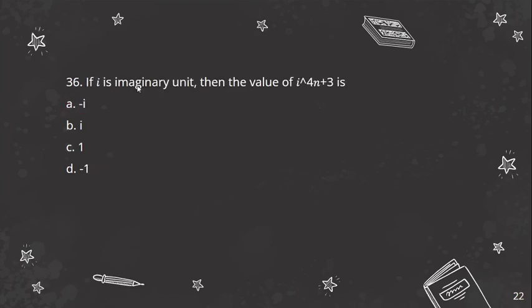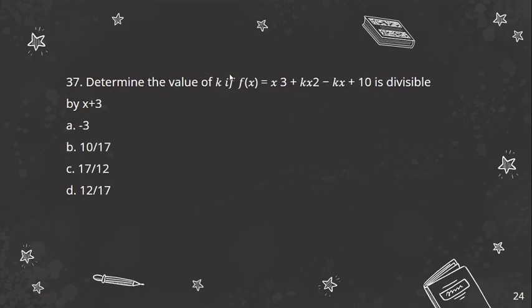If i is the imaginary unit, the value of i to the power 4n plus 3 is, its correct answer is option A, because by using the property, i to the power 4n is equal to 1, but i to the power 4n plus 3 is minus i.